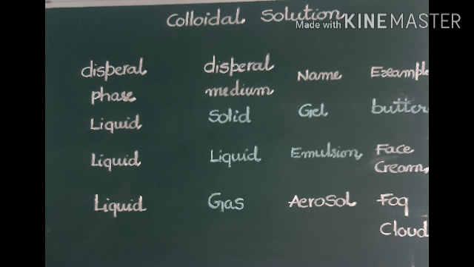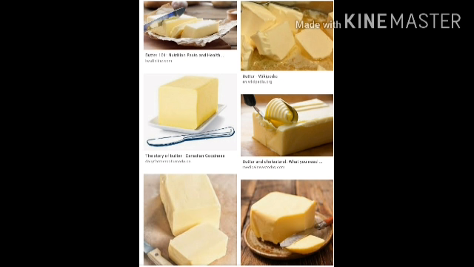And third one is dispersal phase is liquid, dispersal medium is gas, and type of the colloidal substance is aerosol, and example is fog, cloud. These are the best examples. See first example, dispersal phase is liquid and dispersal medium is solid. Now the type of colloid is gel. Here butter is the best example of gel.